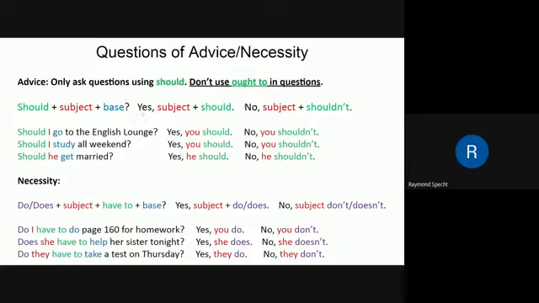Now, how are you going to answer it? With either yes or no. Yes, comma, subject plus should. No, comma, subject plus shouldn't. Should I go to the English lounge?